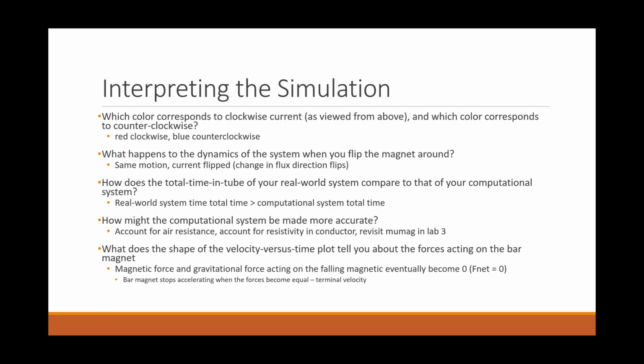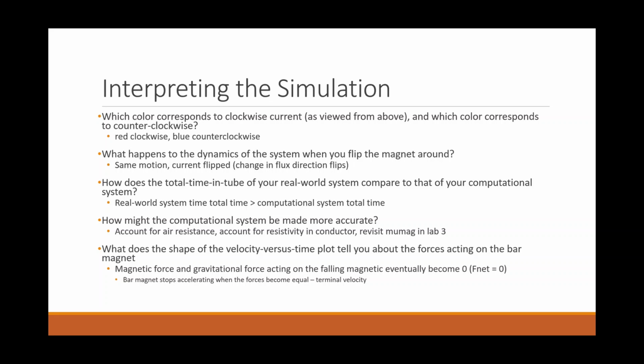Then it was important to interpret the simulation. Red in the simulation indicated clockwise, and blue indicated counterclockwise. If the dynamics of the system were flipped, the same motion would still be observed, but the current would be flipped, because there would be a change in flux direction. Therefore, the color would flip, because the current would need to flip to compensate for that change.